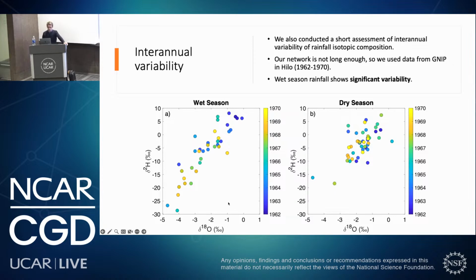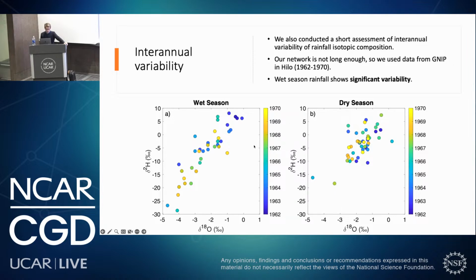And what I'm showing here are the values of the precipitation isotopes during the wet season on the left and the dry season on the right. And here I'm plotting on the x-axis the delta 18O, on the y-axis the delta deuterium, and the colors represent the years. So the blue are further back in the past. So let's say 1962 is the bluest, and 1970 is the most yellow, if you will.